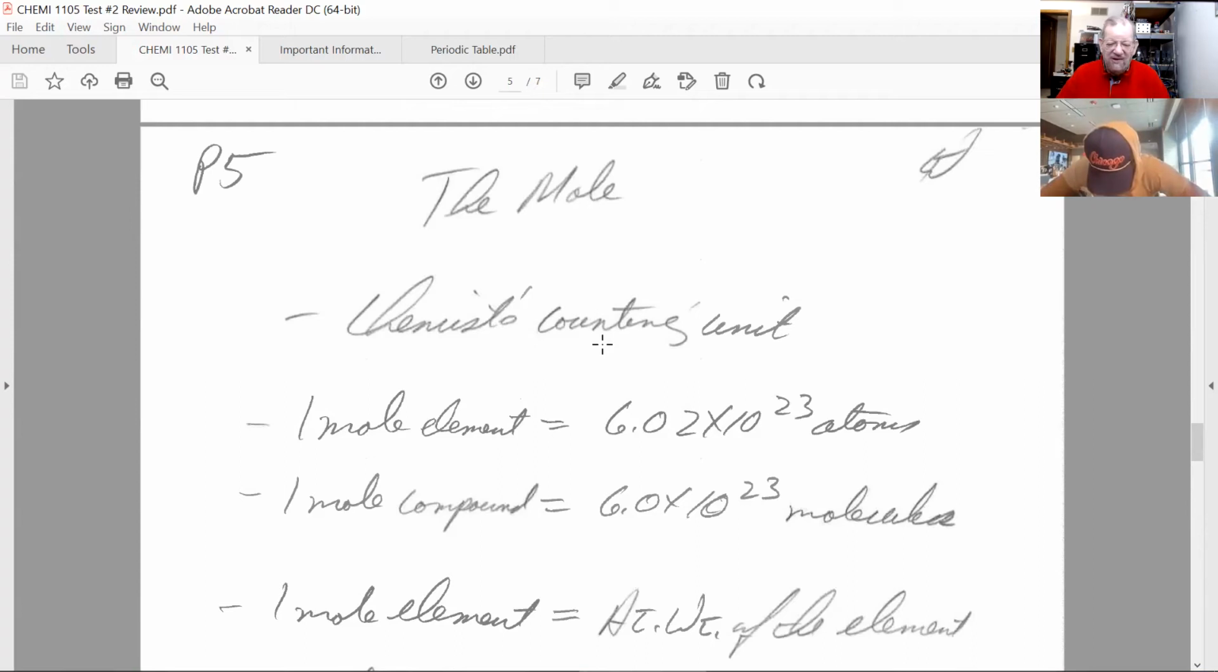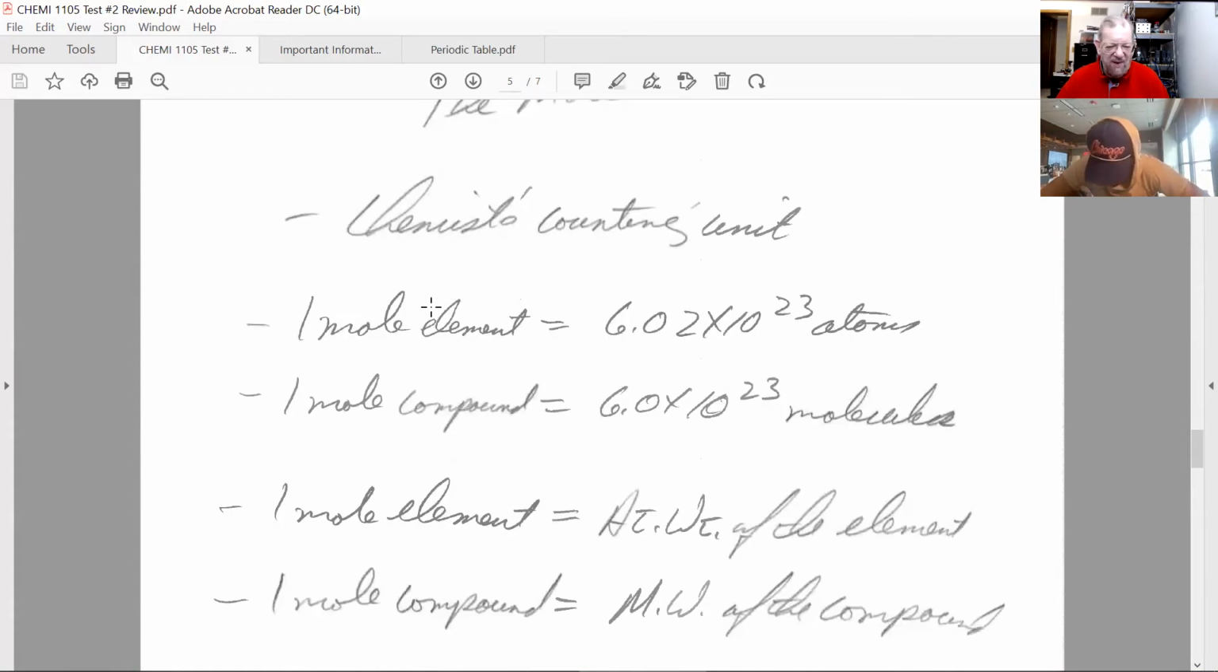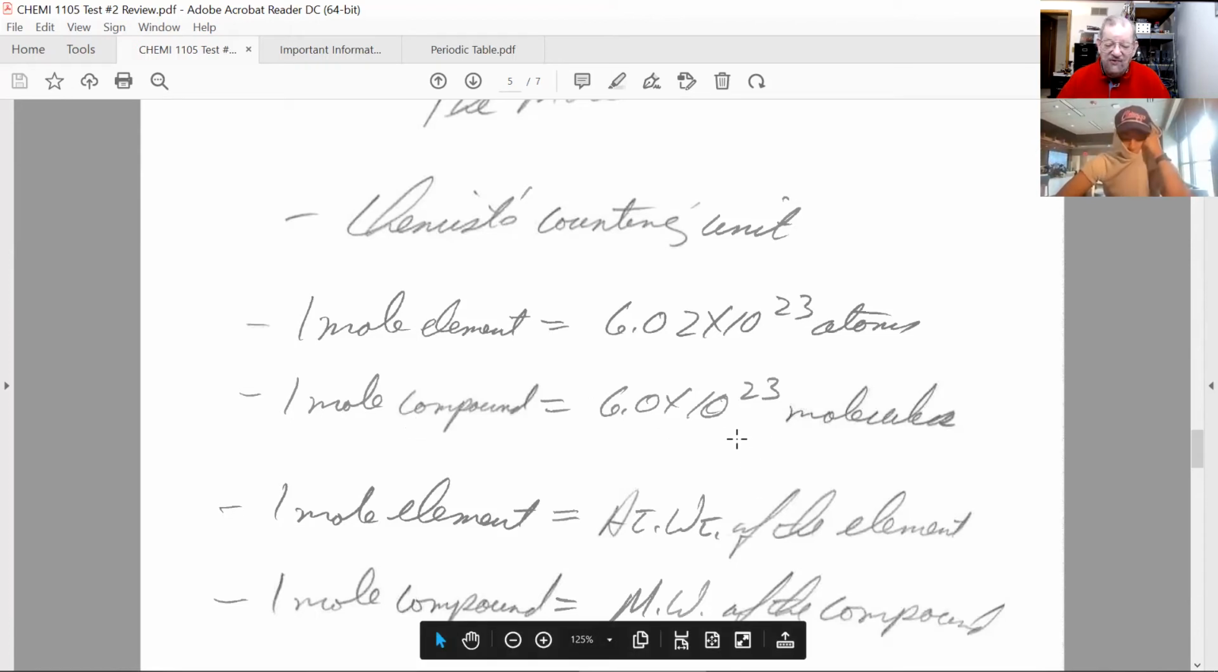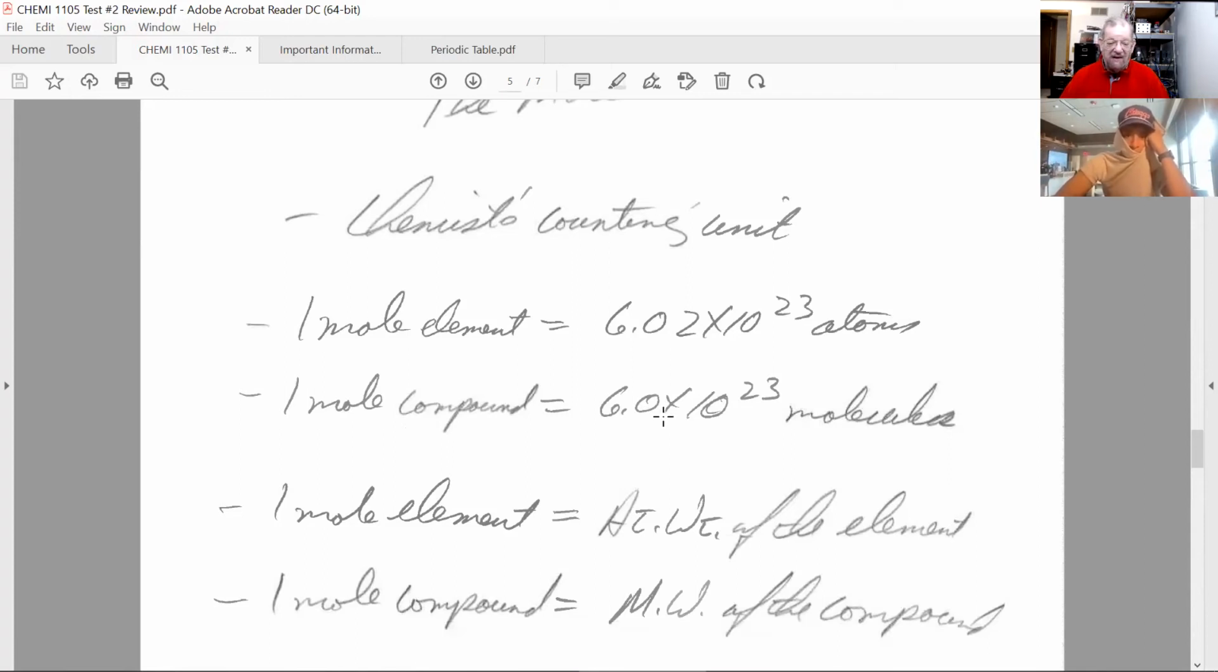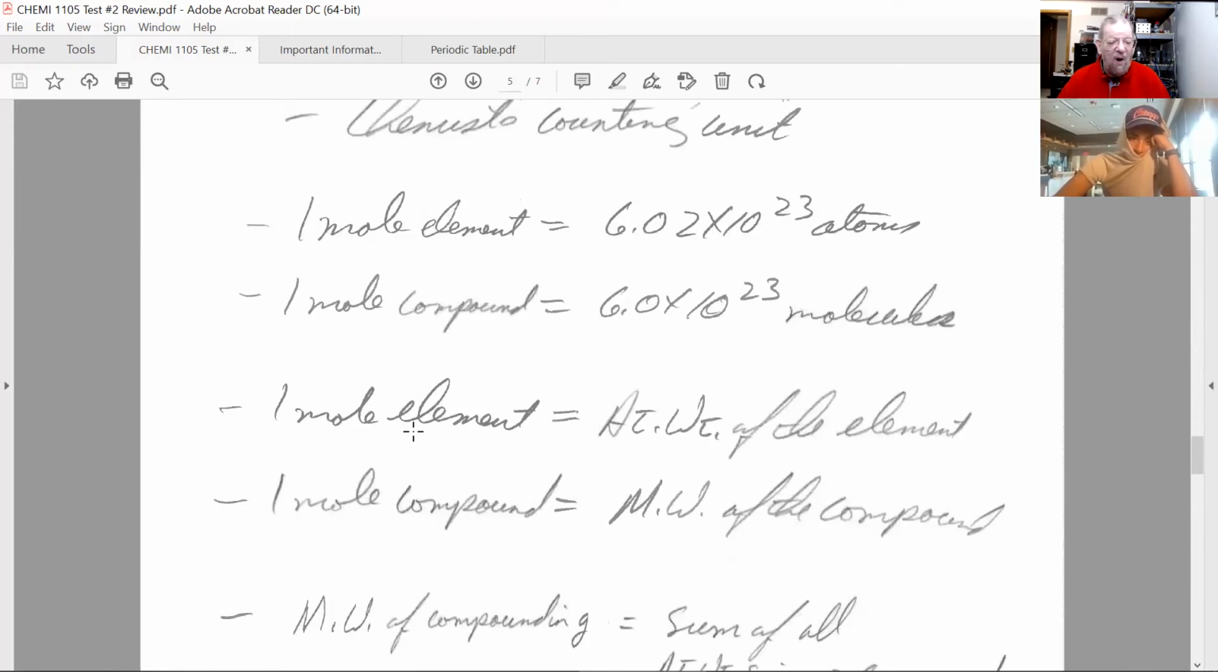The mole is the chemist's counting unit. Another way of saying a mole is Avogadro's number of atoms in an element. When you think about a mole, you should know that 1 mole of an element equals Avogadro's number, 6.02 times 10 to the 23rd atoms. 1 mole of a compound equals Avogadro's number, 6.02 times 10 to the 23rd molecules. Sorry, the 2 fell off there. Also, 1 mole of an element is the atomic weight of that element.